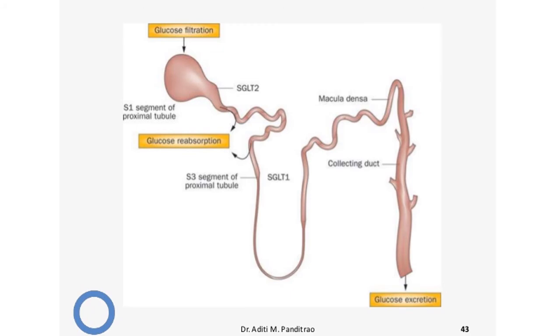You can see here there are two transporters. In segment 3 of proximal tubule, there is transporter 1 and in segment 1 there is transporter 2. So basically the transporter 2 is responsible for the glucose reabsorption. That is why we use sodium glucose transporter 2 inhibitors for hyperglycemia purpose. So they will block the absorption of glucose and more glucose will be excreted out of the body.